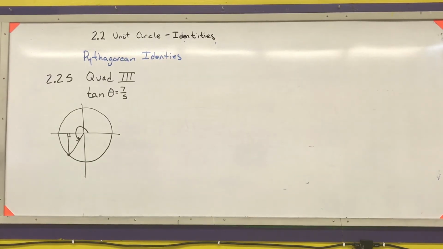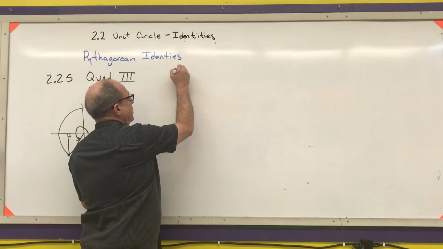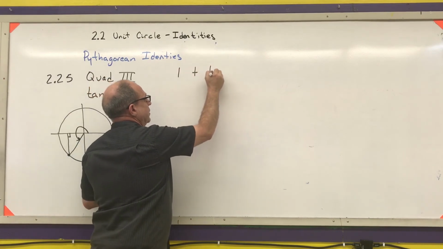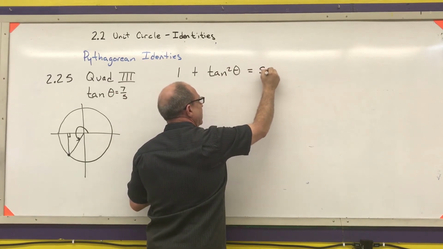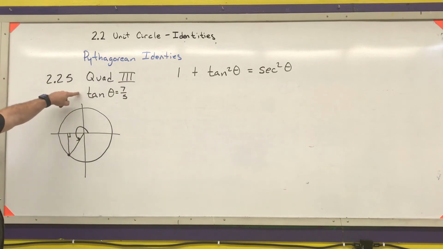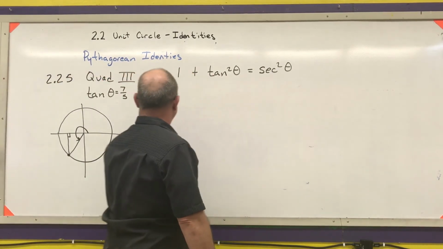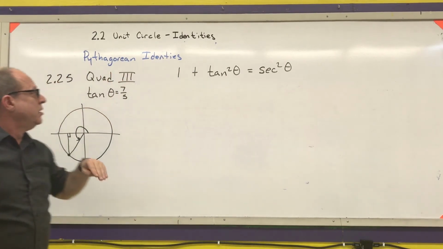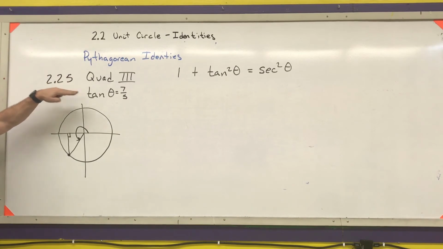So for example 225, I'm going to use a different Pythagorean identity. The identity I'm going to use is 1 plus tangent squared theta is equal to secant squared theta. Okay? I know what tangent of theta is, so I can use that to find out what secant of theta is. That was the directions of 225. It gave you quadrant 3, tangent is 7/5, and it wants the other trig functions.